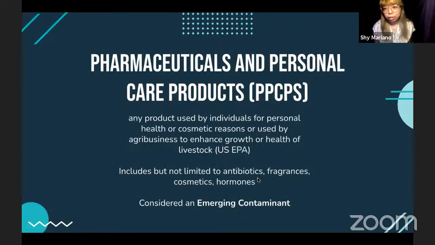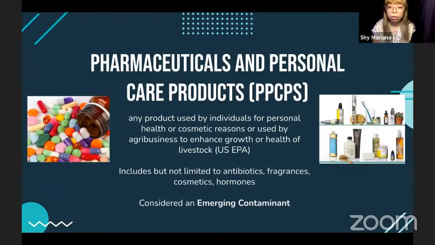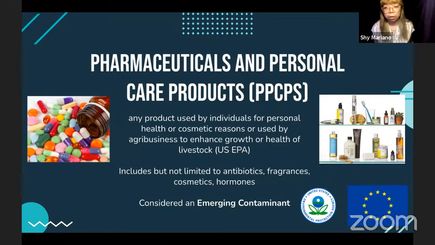So pharmaceuticals and personal care products, or PPCPs, are a group of products used by individuals for personal health or cosmetic reasons, or used by agribusiness to enhance growth or health of livestock, based on the US EPA. And this includes but is not limited to antibiotics, fragrances, cosmetics, and hormones. The US EPA and the European Union consider PPCPs as emerging contaminants, which means that they are being detected in the environment at low concentrations. However, they have adverse effects. That's why they are being monitored by these government agencies.